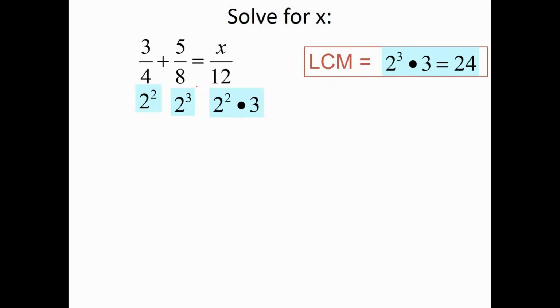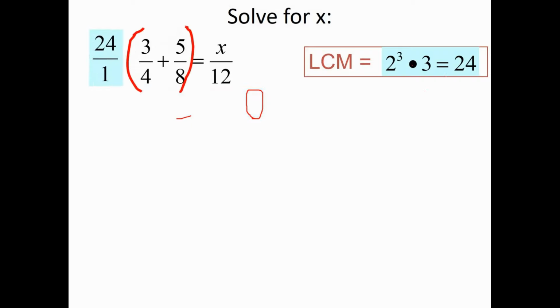So the least common multiple na meron tayo is the highest exponent. So you have 2 raised to 3, which is yung nasa 8, times yung last na walang kapartner, which is 3 raised to 1. So 2 raised to 3 times 3 is equal to 24. So our LCM is 24. And then from the previous step, we are going to multiply the numerators and the denominators.